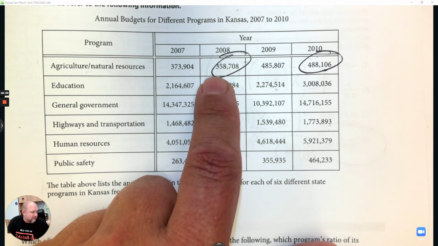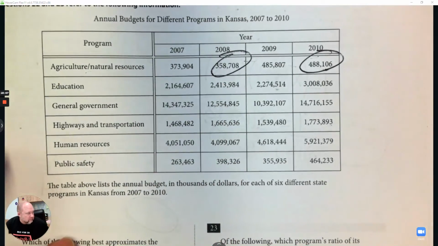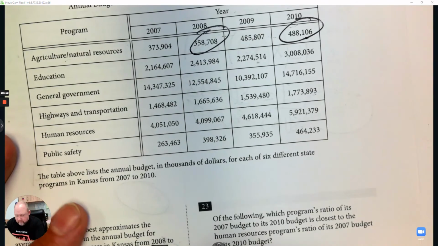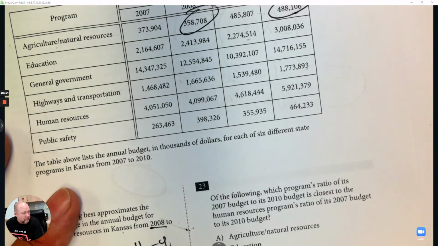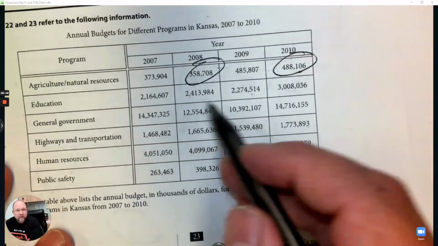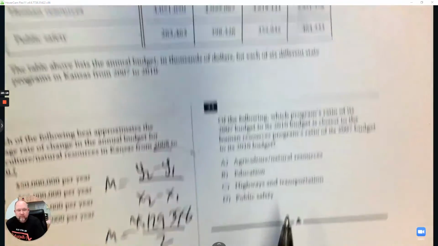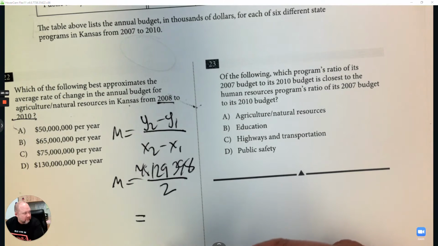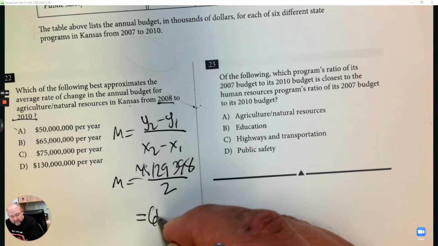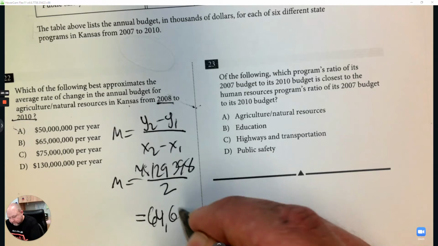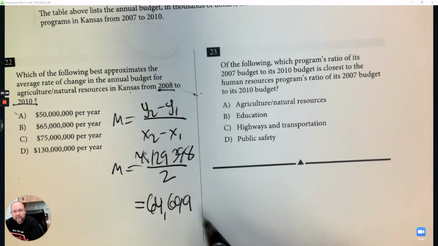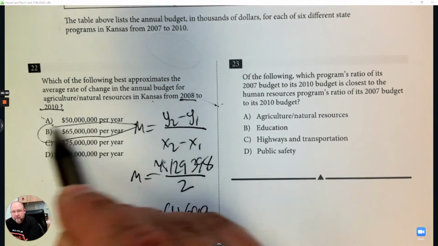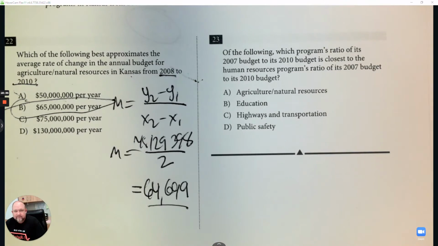And what answer do you get? If you subtract it, you get 129,398. And then you divide by 2. You subtract them, you get this number, divide by 2, and you get almost 65,000. So the best approximation would be that one, the closest answer.